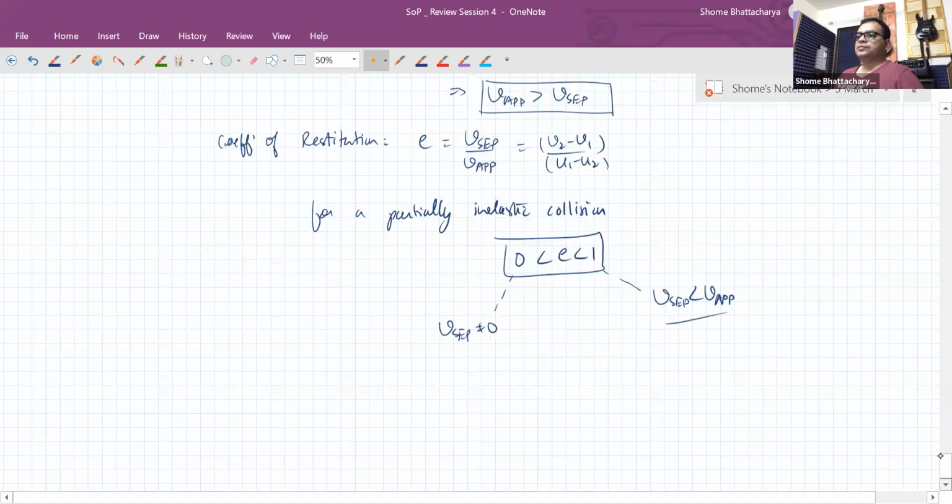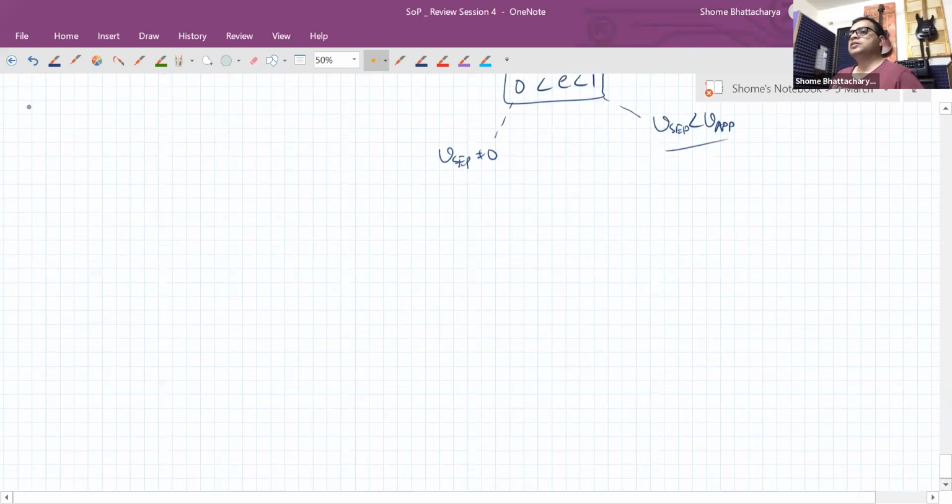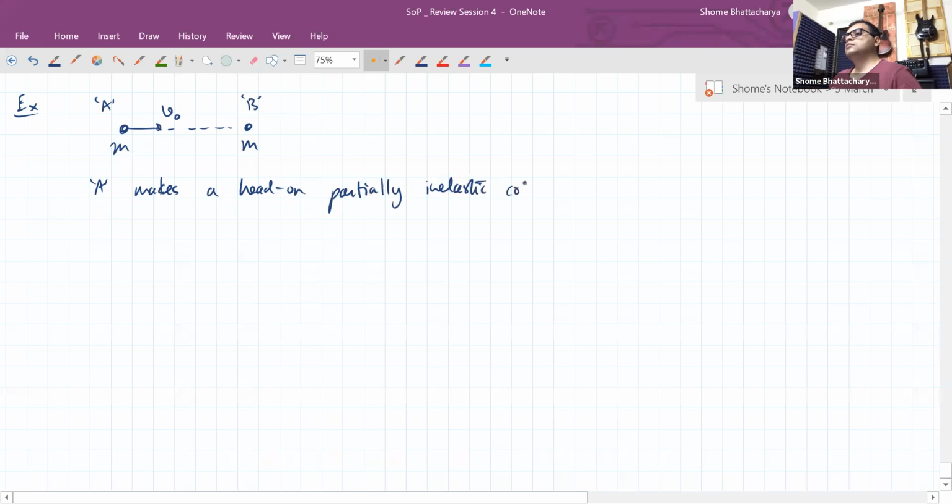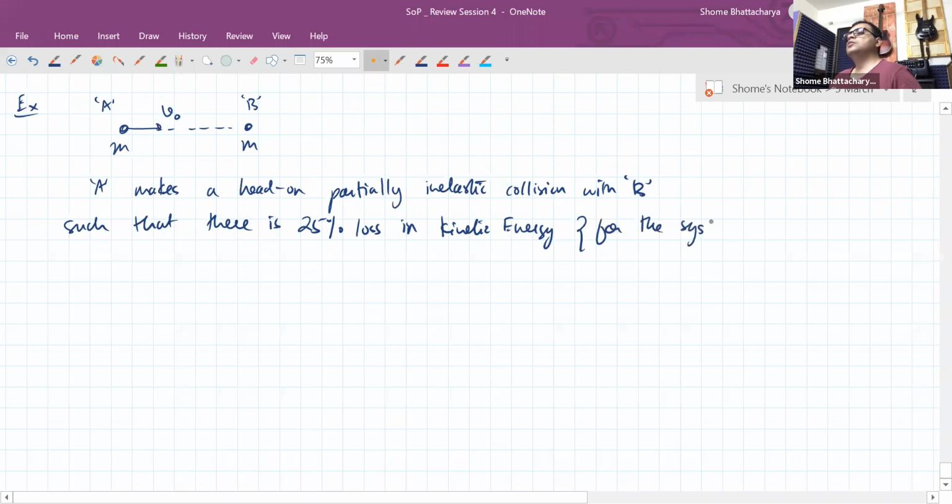So let us understand this with another example. So now suppose we have a situation where a particle of mass m moving at a velocity v naught makes a head-on partially inelastic collision such that there is 25% loss in kinetic energy for the system of particles here. For that system, there's a 25% loss in kinetic energy.